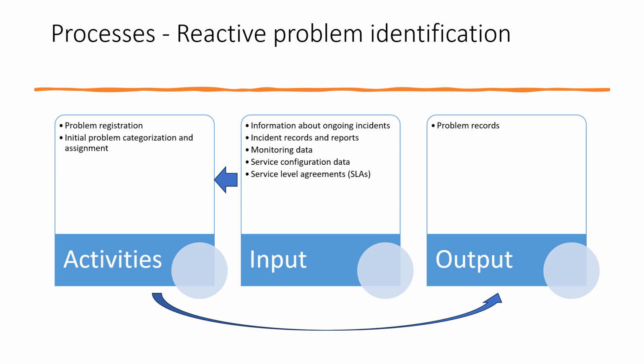For the second process, reactive problem identification, we have these key activities: problem registration, initial problem categorization and assignment. With these activities, we create problem records as output for the next phase. To create the problem records for the reactive problem identification phase, we require following inputs: information about ongoing incidents, incident records and reports, monitoring and service configuration data, service level agreements.